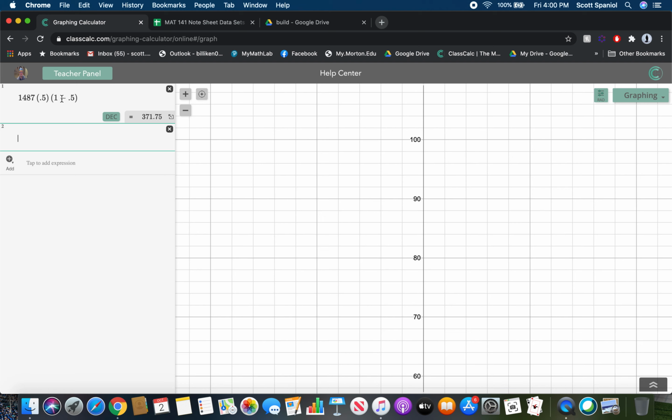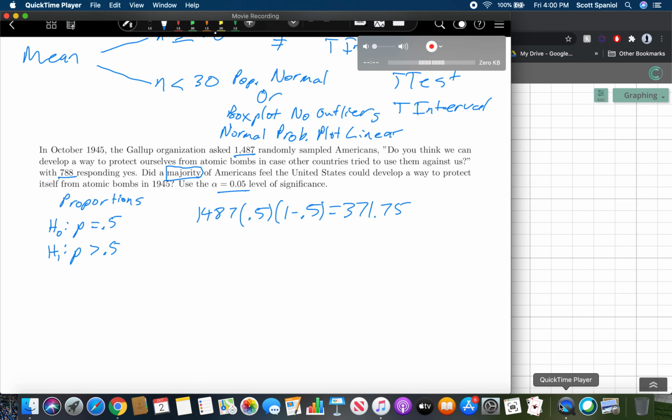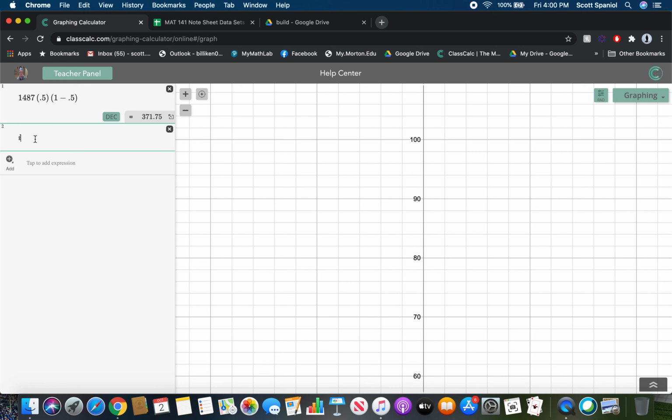And we get 371.75. Okay. So 371.75 is greater than or equal to 10. So that means we can use one prop z test. Okay. So we go into ClassCalc. We do one prop.